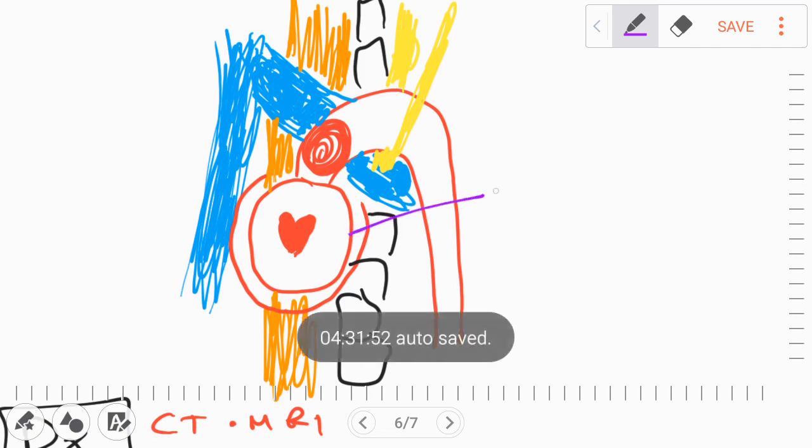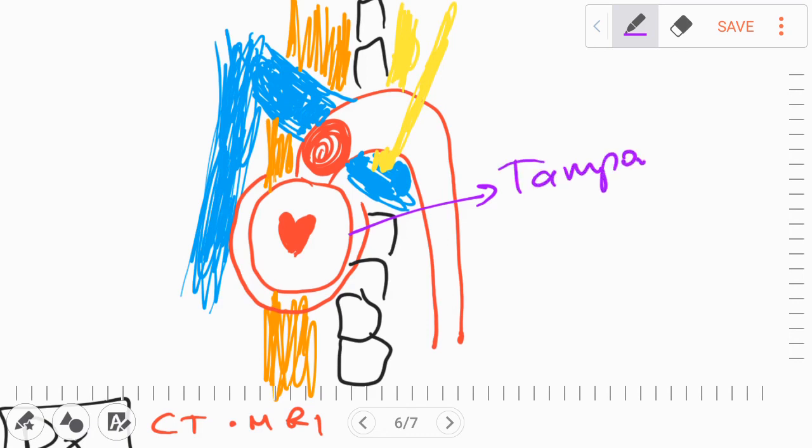This right here is the pericardial space. If the aneurysm ruptures, what can happen is that blood can flow down into the pericardial sac, and it can result in cardiac tamponade.